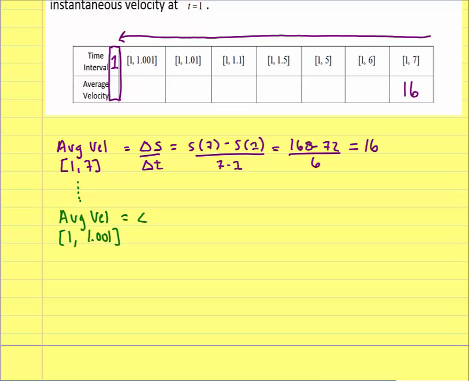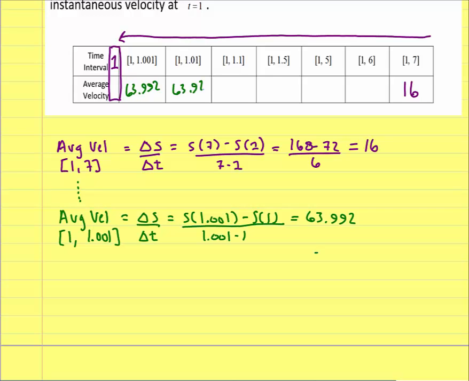So again, change in position over change in time. S of 1.001 minus S of 1, over 1.001 minus 1. So when I work through this and divide it out, I get 63.992. And remember, this is slope. Okay, so this also relates back to the slope of the tangent line. So this is 63.992. Now I'm just going to go ahead and fill in the rest of these. You can calculate these by hand using the same exact examples. You can use your calculator for these, obviously.